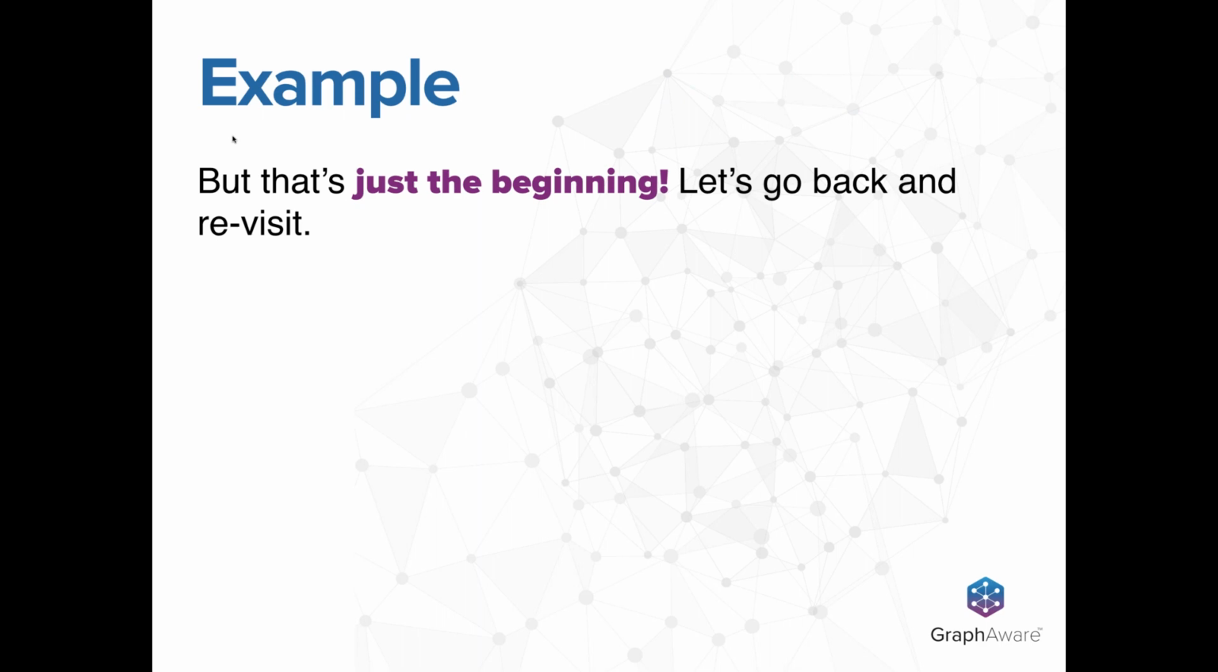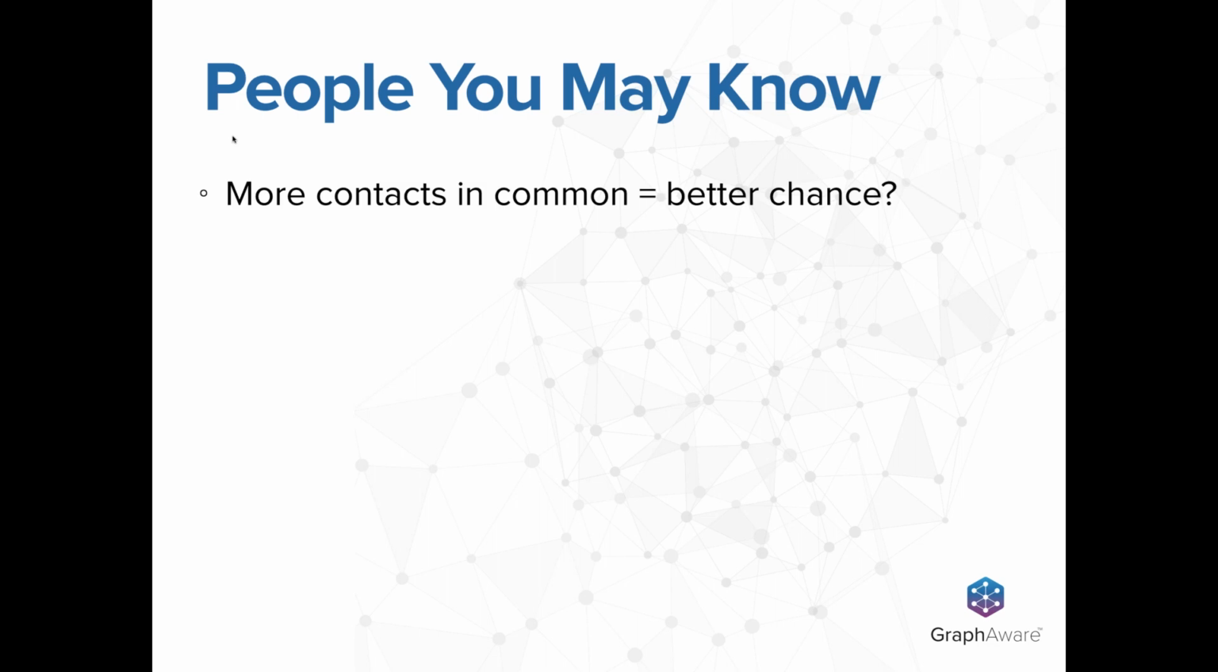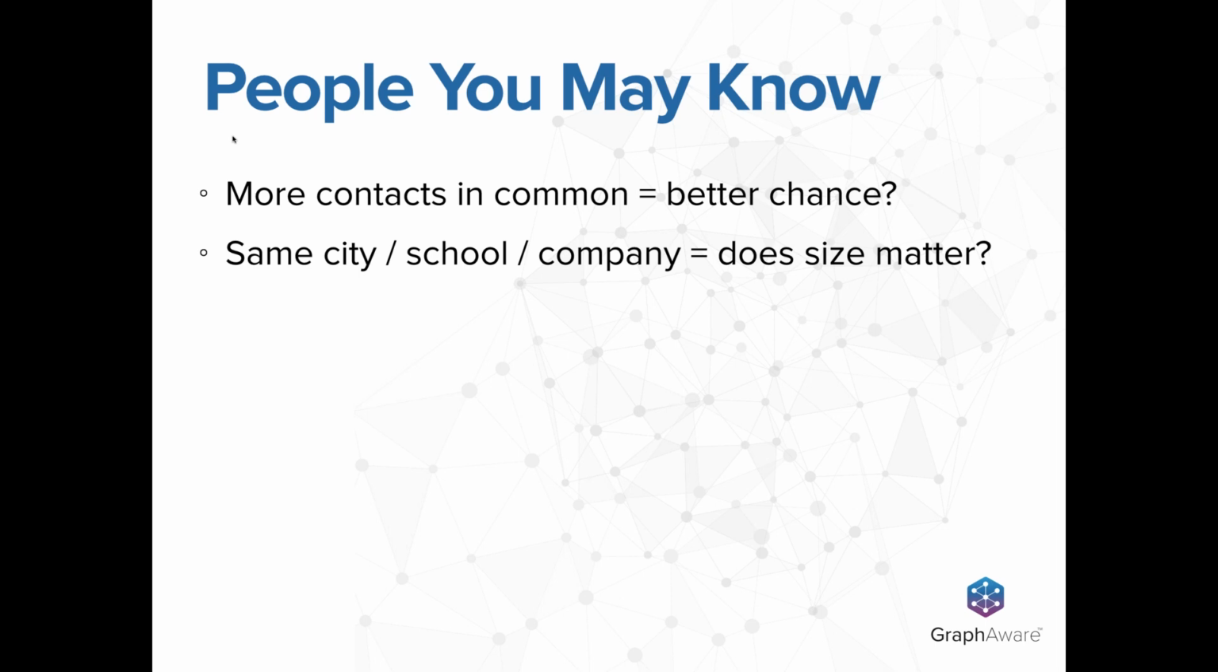But now if we think about it, it is actually even more complicated than that. So if we go back and revisit those ways of finding people you may know, we will realize that, first of all, if you have more contacts in common, is there a better chance that you know the person in question? And how much better is that chance? If they live in the same city, or study in the same school, or work for the same company, does the size of the company matter? And the answer is probably yes, because if you, let's say, worked for IBM, the fact that somebody else worked for IBM doesn't necessarily mean that you know them very well. But in case the company is very small, let's say under 10 people, then the chances are pretty high.